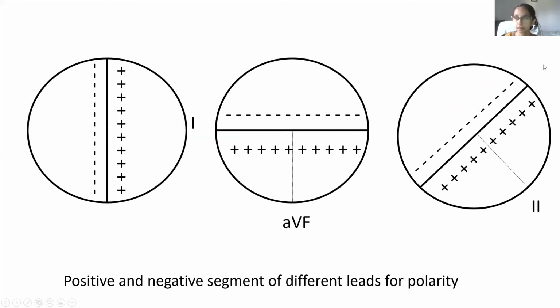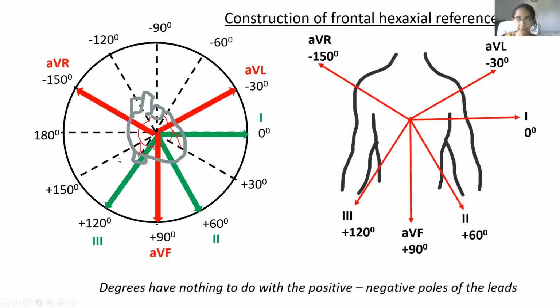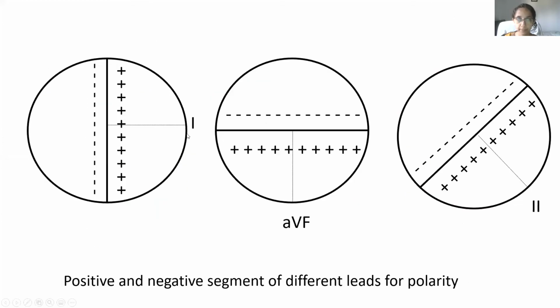Now, whenever we think about a lead, we need to think in terms of the polarity, in the sense of what area it makes positive and what area it makes negative. Now we know that for lead 1, this is positive and this is negative. So I divide my circle into semicircles. This half for lead 1 is going to be positive and this half is going to be negative.